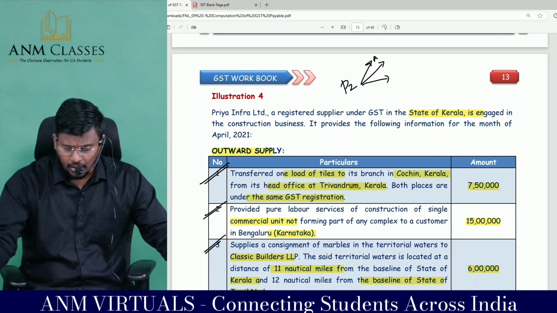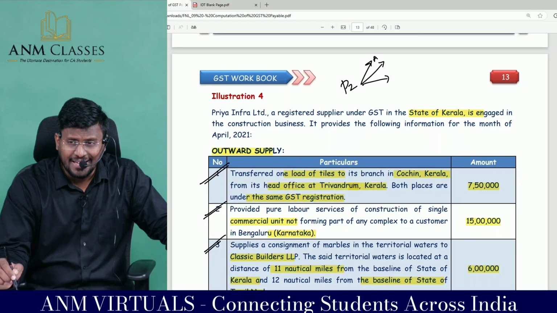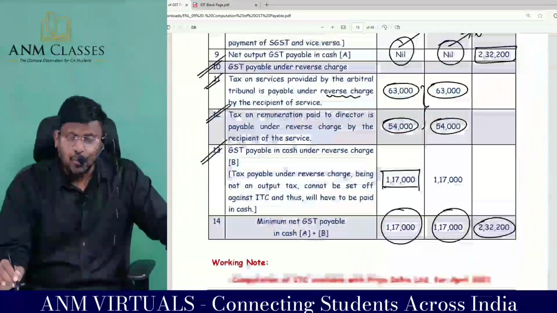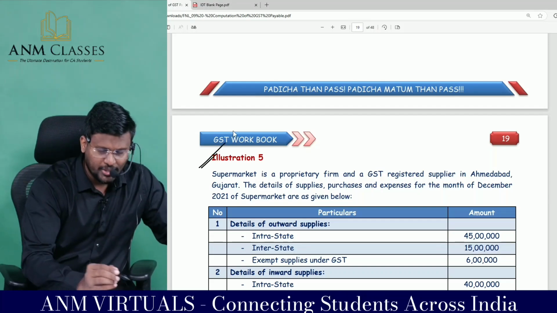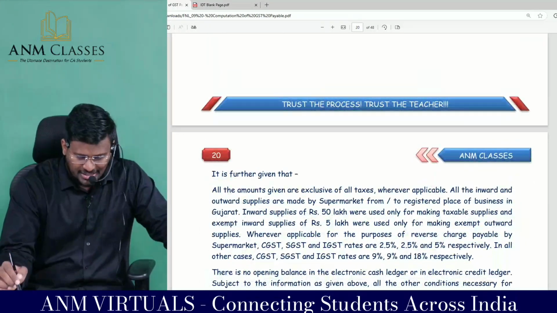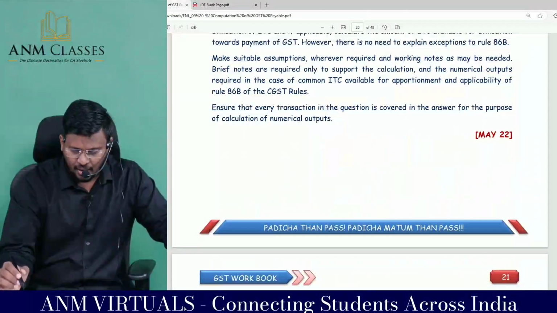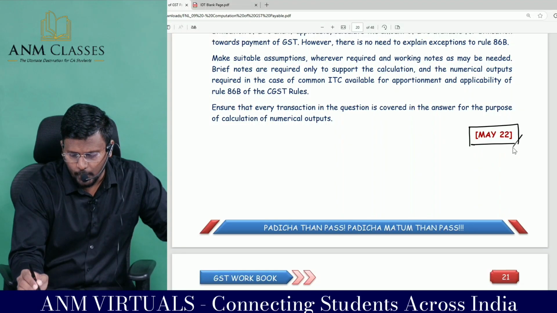So in part number 2, we have completed question number A. Once you have done the question, I will be solving illustration number 5, which is question number N, a May 2022 question.